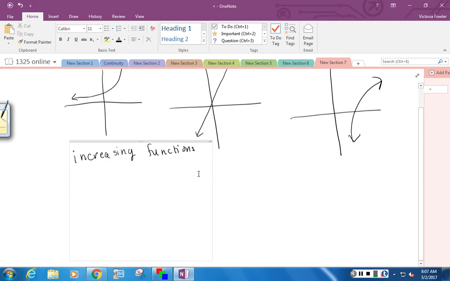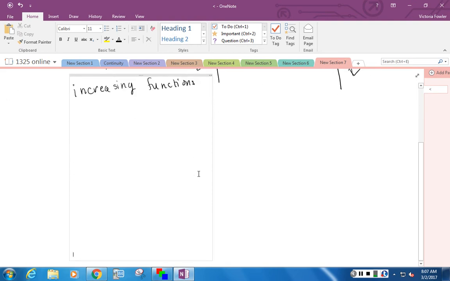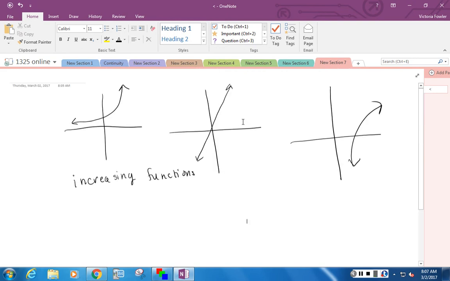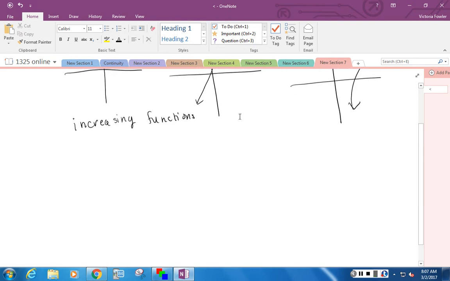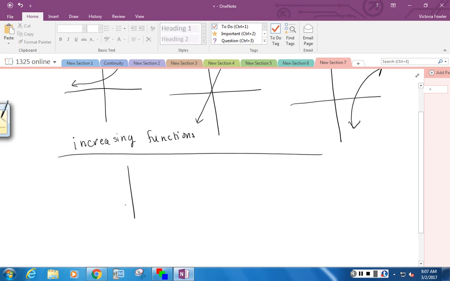Likewise, we could discuss decreasing functions in the same way. We would say if the graph goes down from left to right, then we would have decreasing functions. So here's our increasing. Let's get some decreasing on here. So here's a decreasing function from left to right. The graph goes down.